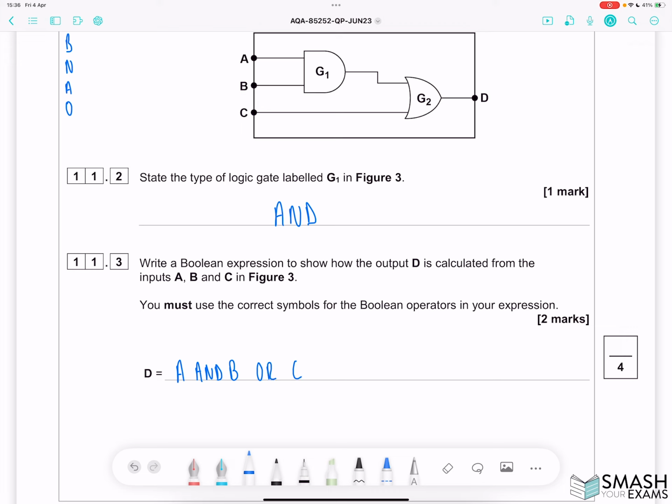Now in this case, I don't need to add brackets. I could add brackets if I wanted to around A and B, but why do I not need to do that? Because A and is higher in the order of precedence, so I don't actually need to.